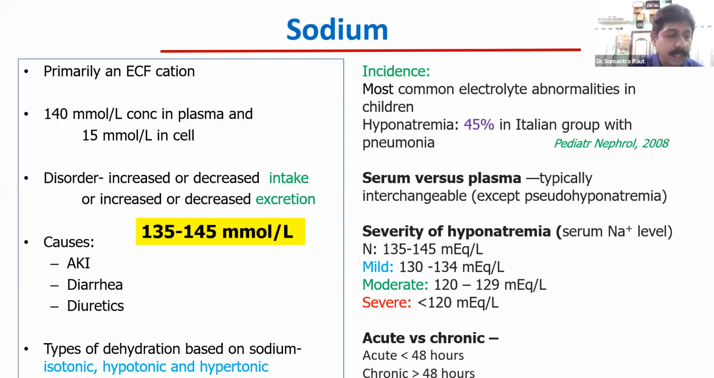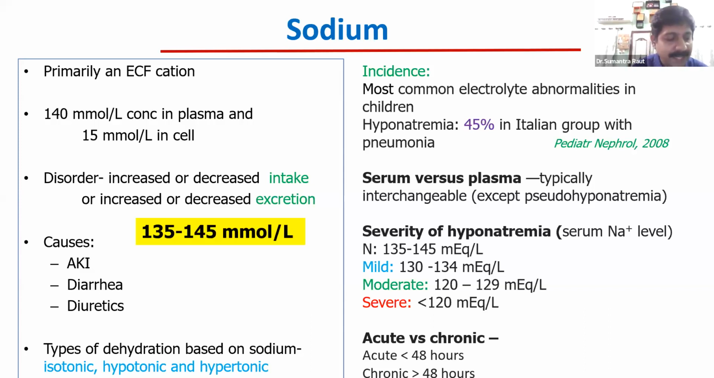Suppose we are looking at a PICU setting, the chances of hyponatremia can be up to the tune of 45%. So this is not to be ignored, because many times this is a milder case only and may not be clinically significant, but sometimes it causes standalone separate morbidity and mortality. The serum and plasma values are usually used interchangeably in our common clinical setting. We'll come to the differences also.